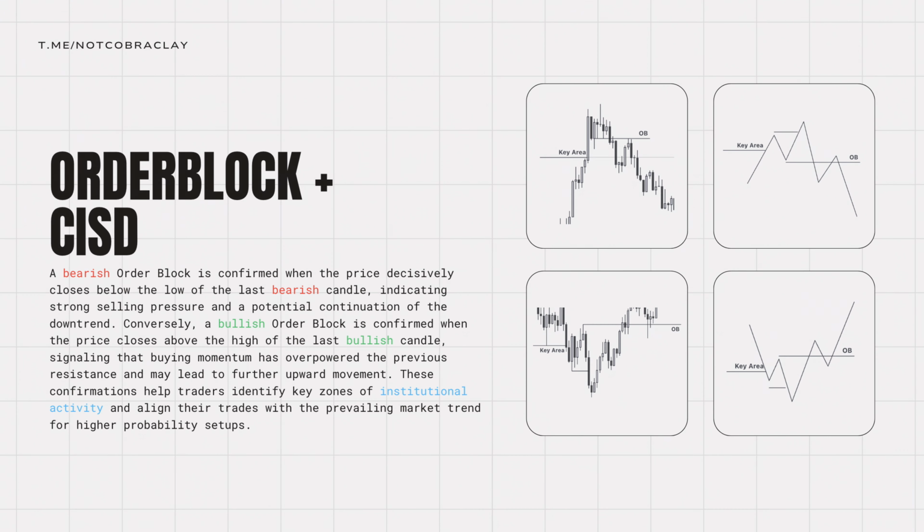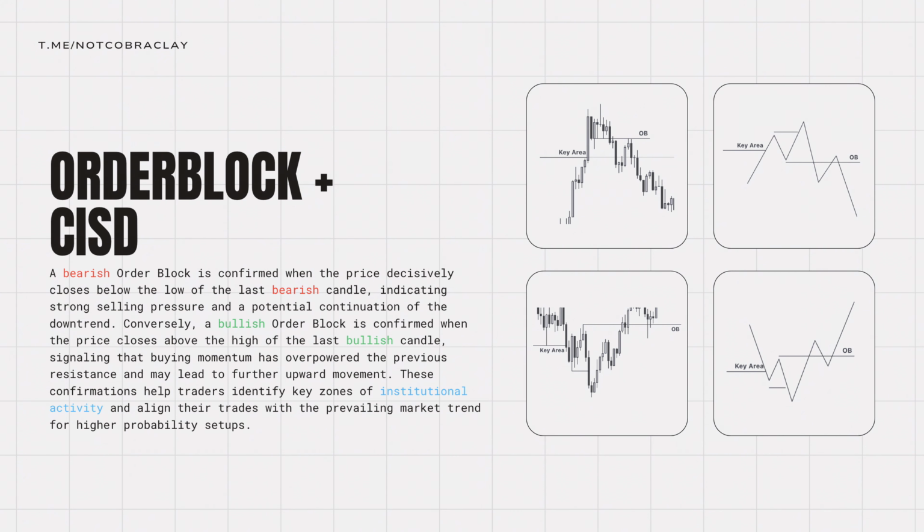Here you see some nice examples of a bearish order block, which is confirmed when the price decisively closes below the low of the last bearish candle, which we just learned, indicating strong selling pressure and a potential continuation of the downtrend. Conversely, a bullish order block is confirmed when the price closes above the high of the last bullish candle, signaling that the buying momentum has overpowered the previous resistance and may lead to further upward movement.